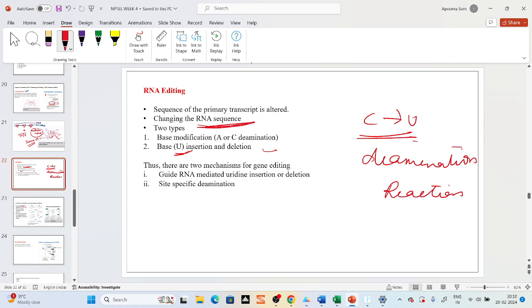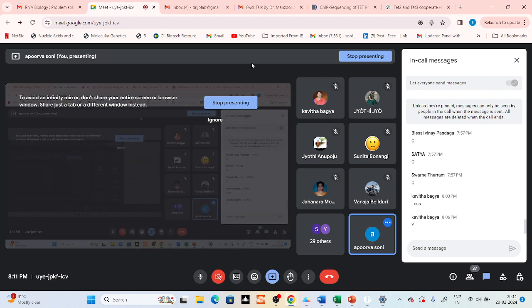Now, can anybody tell me, in general, if we talk about mutations, what is more deleterious? Which is more harmful for the cell, insertion or deletion, or base modification? Even in the context of RNA editing, which can lead to greater changes, insertion or deletion or base modifications? Which has a higher impact? So Janara is saying deletion, Jyoti is saying both, Renuka is saying base modification, and Kavita is saying deletion.